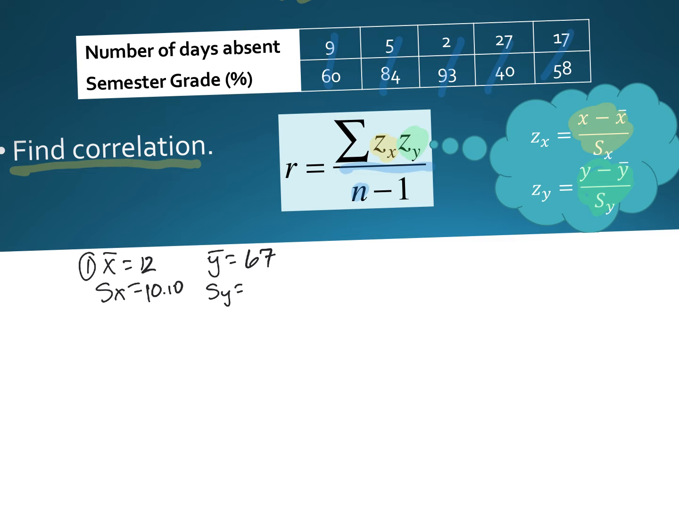And hopefully you find the following values. The mean for x is 12, the standard deviation for x is 10.10, the mean for y is 67, and the standard deviation for y is 21.35.